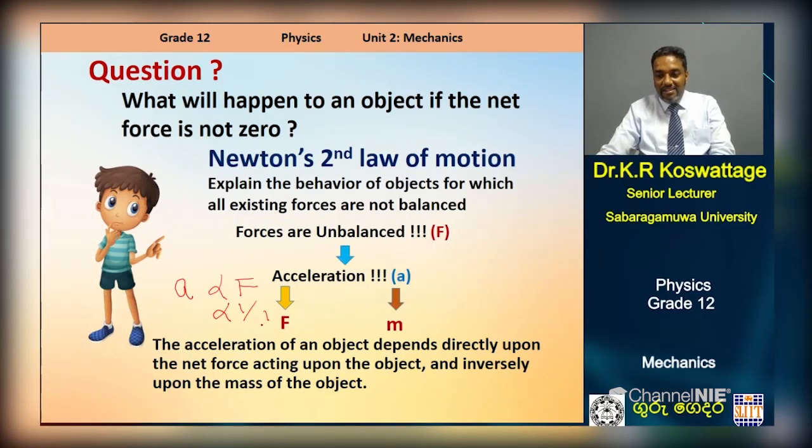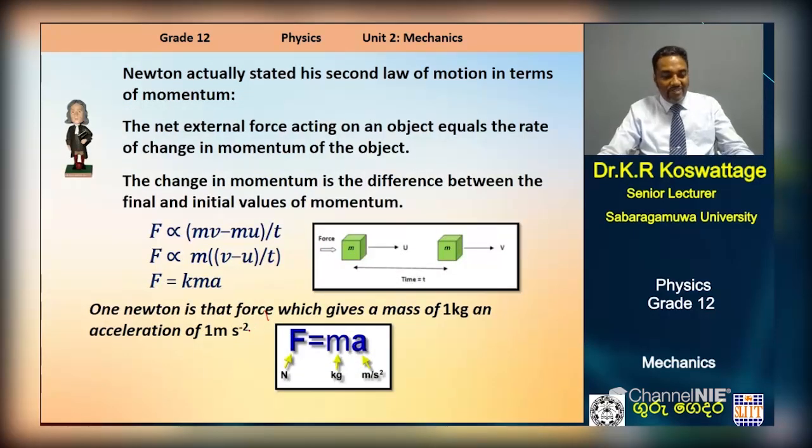This is what is happening. But this is not exactly what Newton stated. Newton actually stated his second law of motion in terms of momentum. Of course, the acceleration relation is true, but he stated his law in terms of momentum.